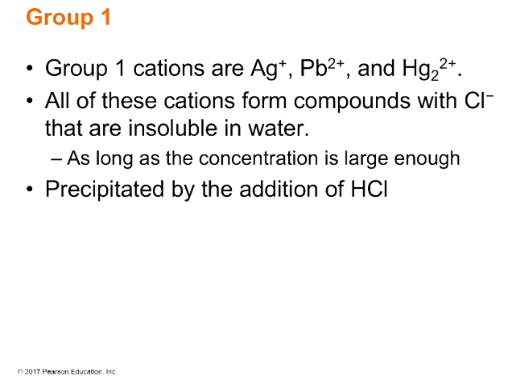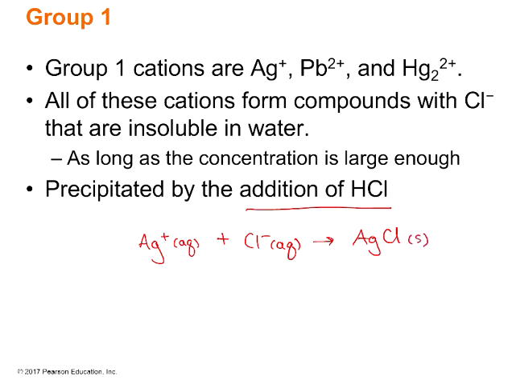So in group 1, again, we have silver, lead, and mercury. And if they're mixed with chloride, they can form insoluble compounds. So what we do is we add HCl, and then any of the silver ions that might be present in solution will react with chloride and produce silver chloride. And then it's the same with lead and mercury.